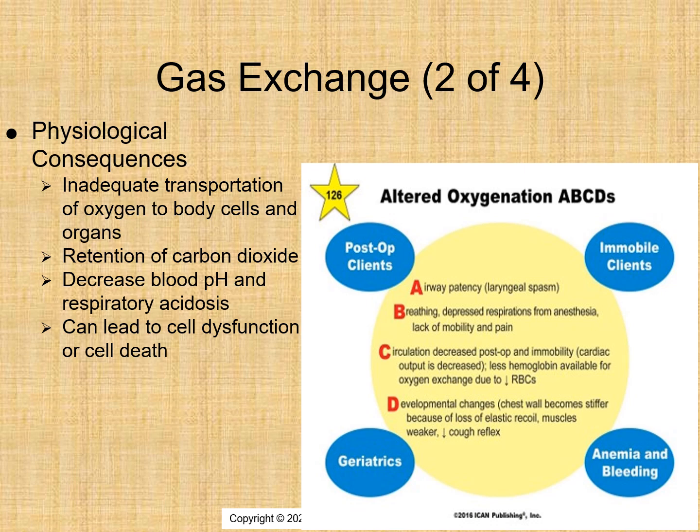Patients that are anemic or bleeding are losing hemoglobin, and that's how we carry oxygen. So those patients are at risk for altered oxygenation. Geriatrics as a whole, there are a lot of different changes that happen. Just becoming older predisposes that patient population for so many different things.